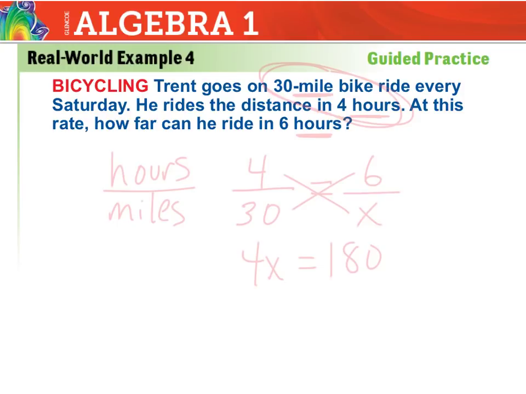All right. So cross multiply and divide. I think I get 4x equals 180. Go ahead, divide by 4, and we get 45. A couple more, and then you're on your own.